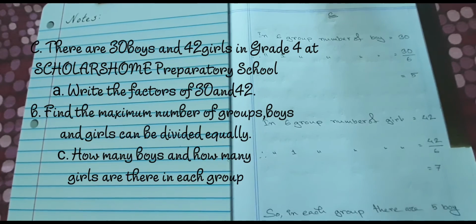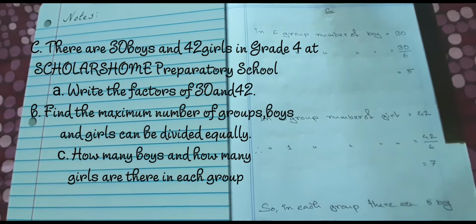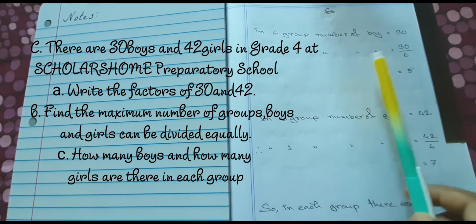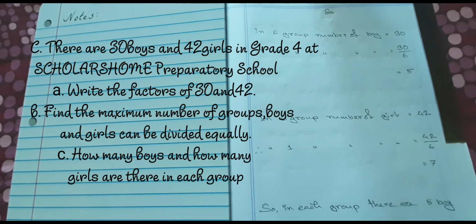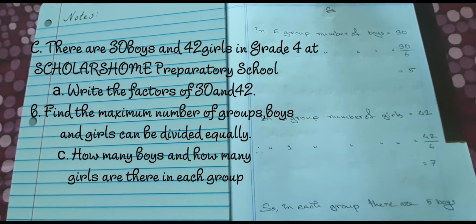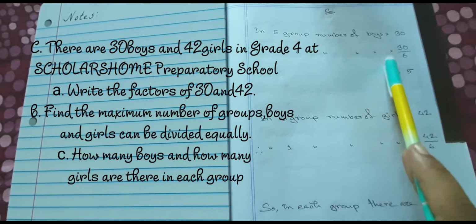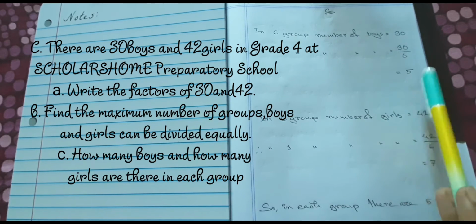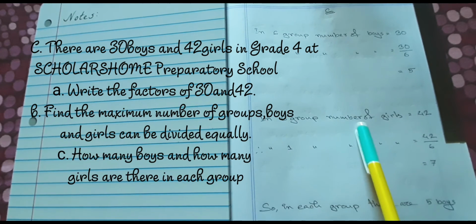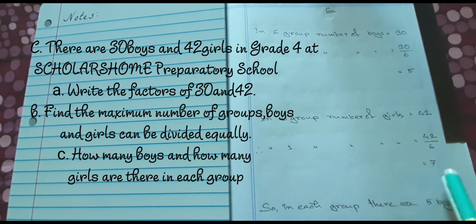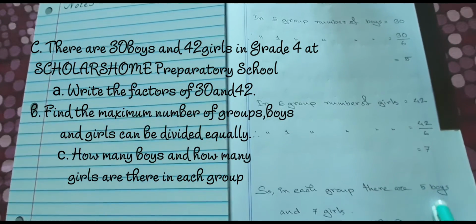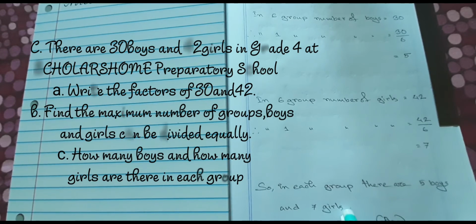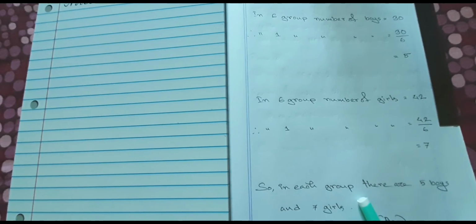And here is the C question. In 6 groups, the number of boys is 30. In one group it will definitely be less, so dividing it we get 5. And again for girls we have done the same thing, we get 7. So in each group there are 5 boys and 7 girls. Okay, this is the answer.